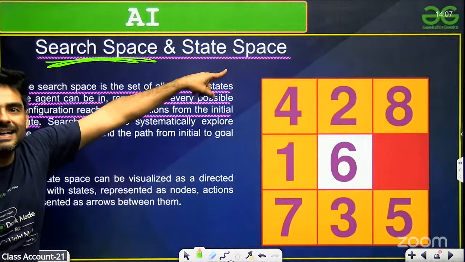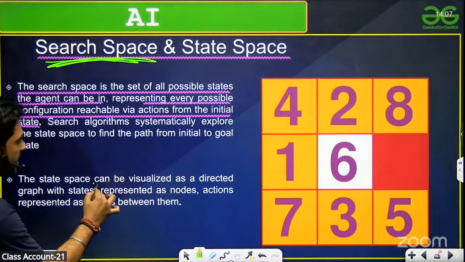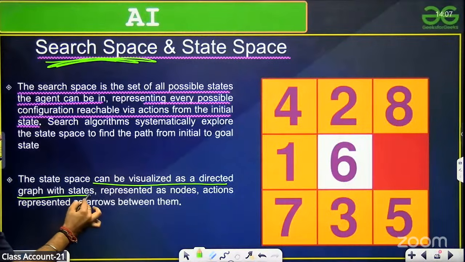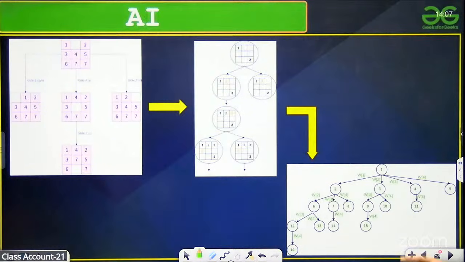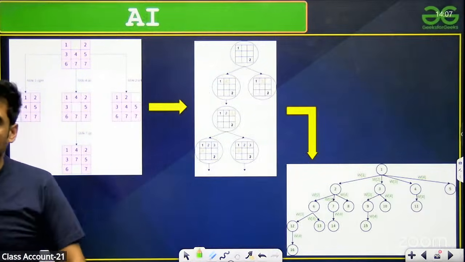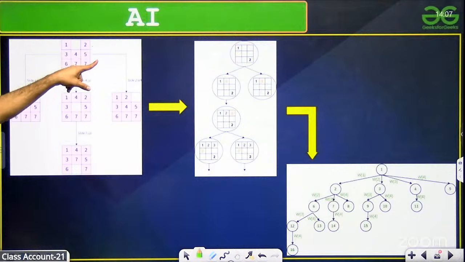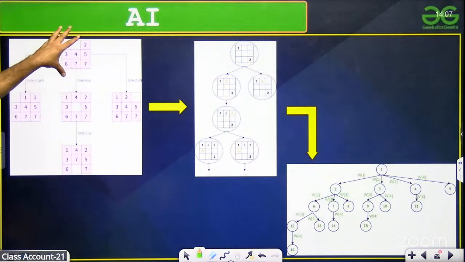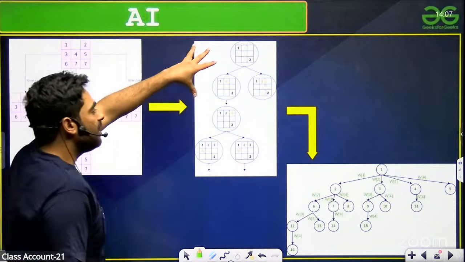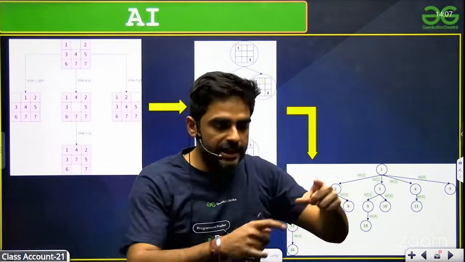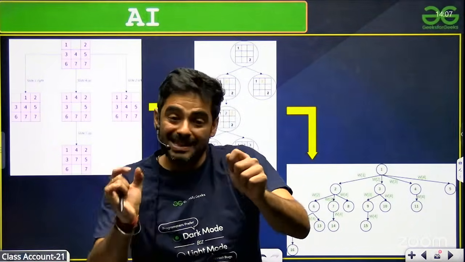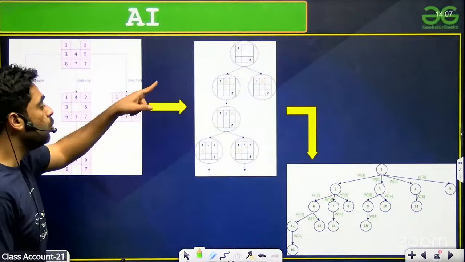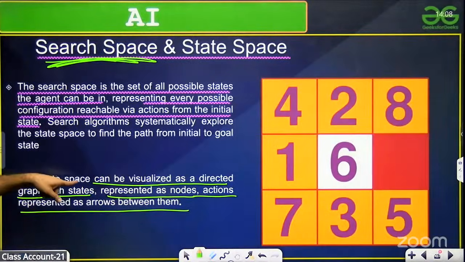And what is state space? State space can be visualized as a directed graph with states represented as nodes and actions represented as arrows between them. Now I'll make you understand. For example, this is a problem that we have to solve. Whenever I make a DAG representing it, from here I can go to here, here, here. That is what I mean by a plan. When everything is planned, that is known as a state space.